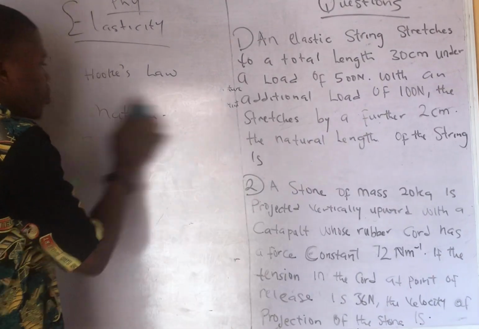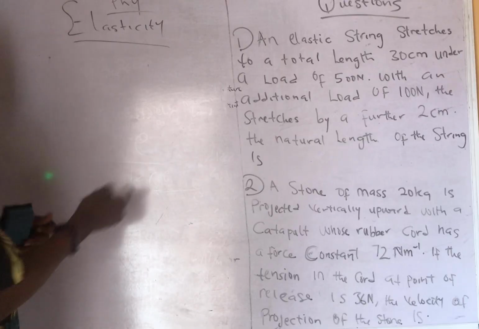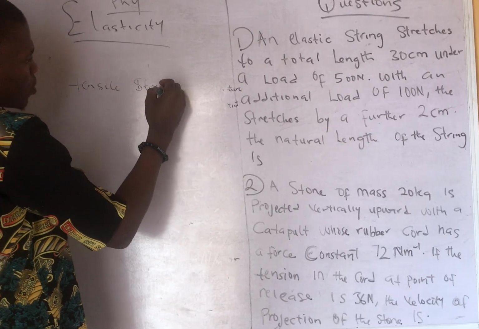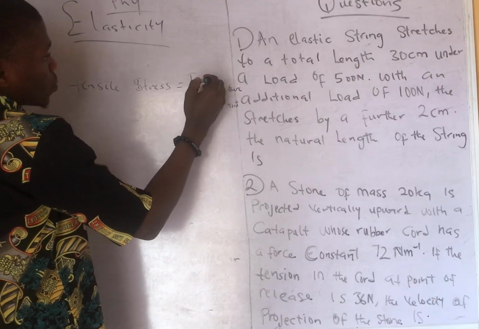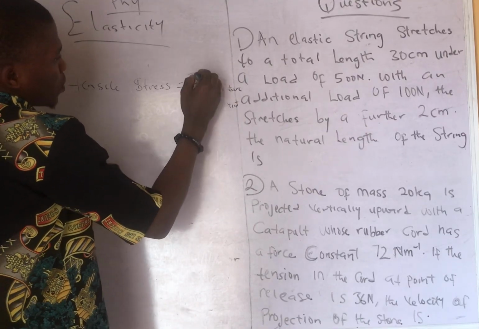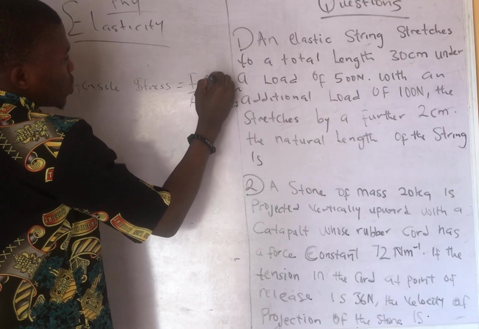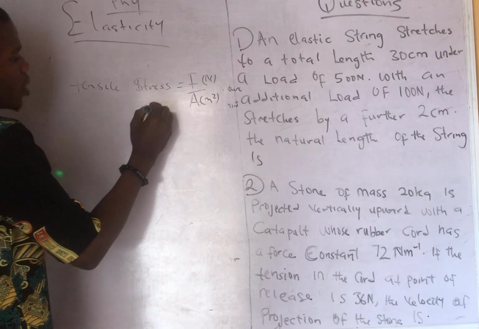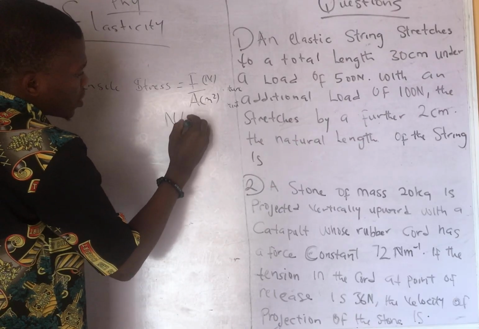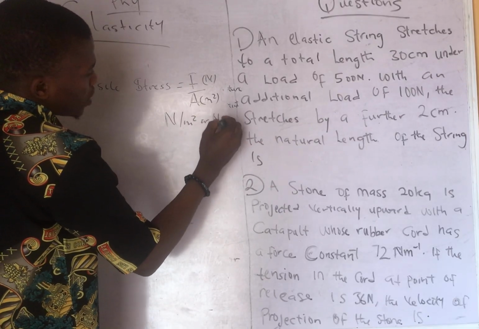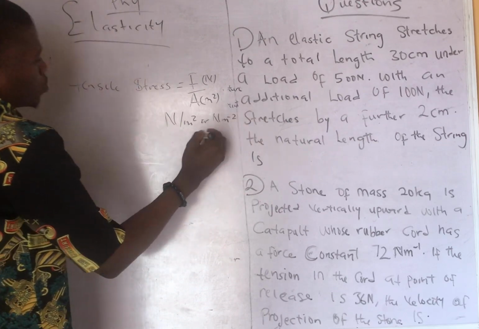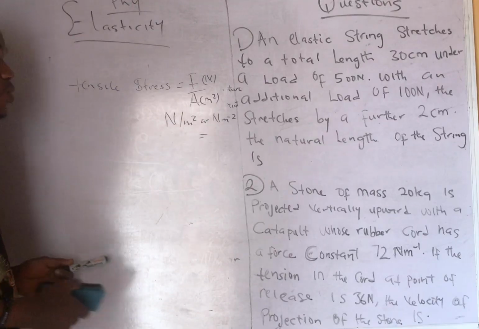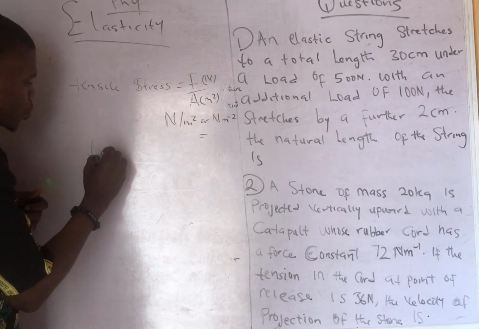Now let's move on to the other properties under elasticity. We have the tensile stress. Tensile stress is equal to force over area. Force is in newtons, and area is in meter squared. So the SI unit is newton per meter squared, or newton meter to the power minus 2. That's the tensile stress when a tensile load is applied. Then we now have the tensile strain.